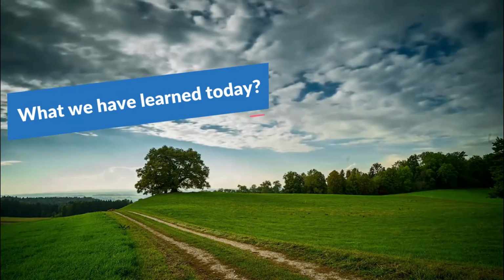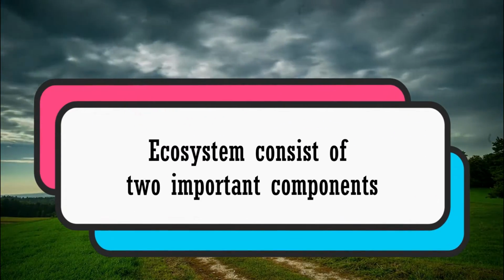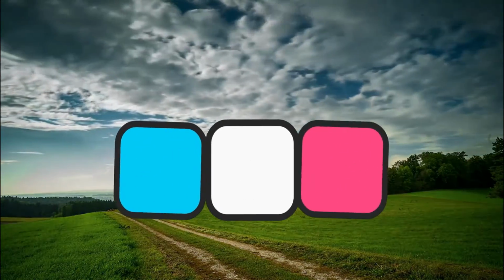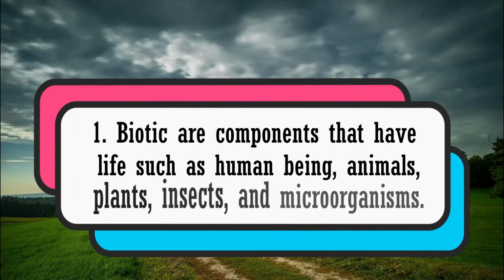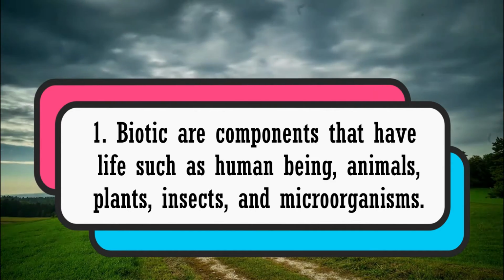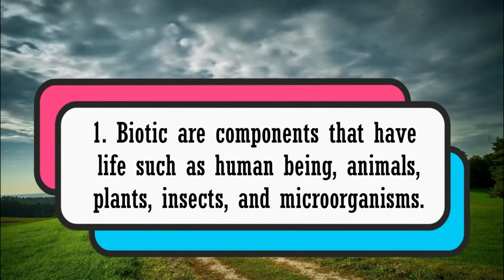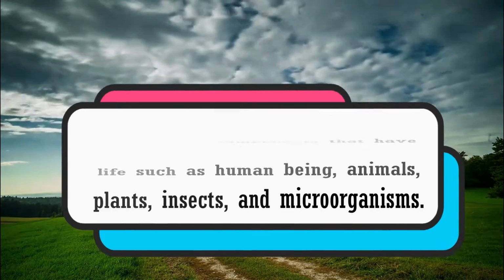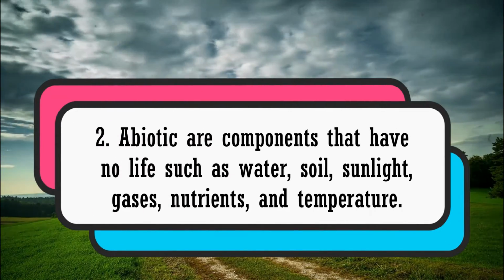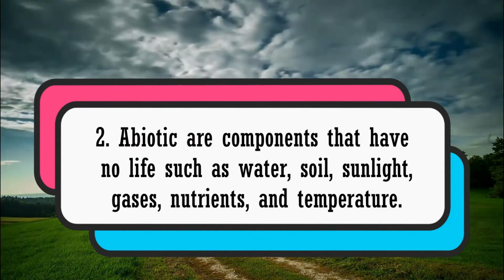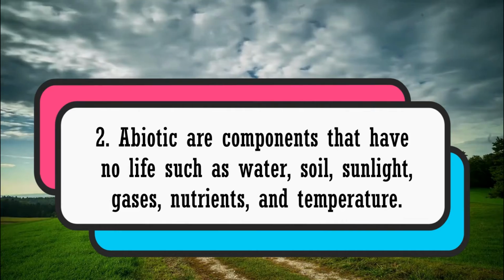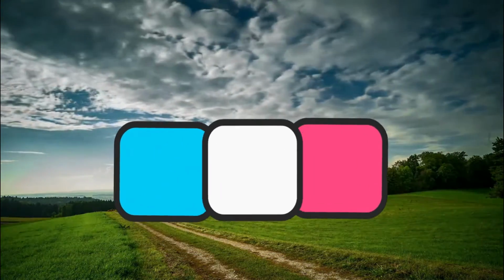What we have learned today. An ecosystem consists of two important components. First, biotic. Biotic components are components that have life, such as human beings, animals, plants, insects, and microorganisms. Second, abiotic components are components that have no life, such as water, soil, sunlight, gases, nutrients, and temperature.